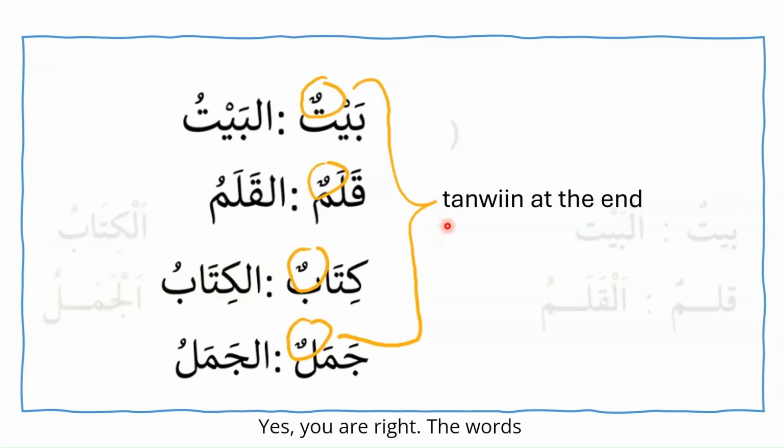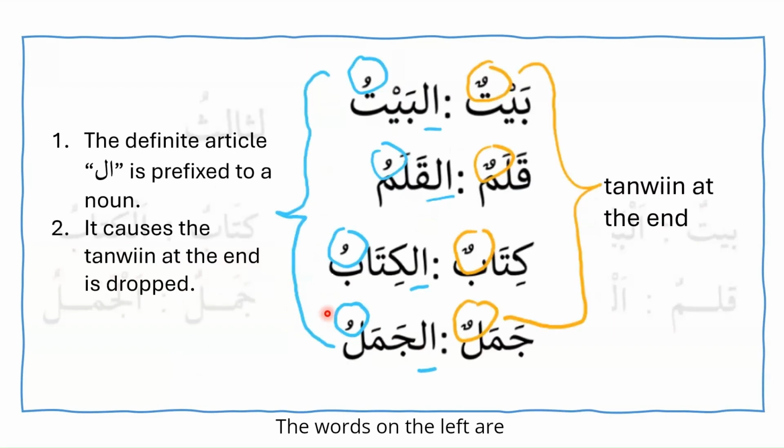Yes, you are right. The words on the right are words that have tanween at the end. Baytun, qalamun, kitabun, jamalun. The words on the left are different. They have a little word in front of them called definite article. This word tells us that we are talking about a specific thing.